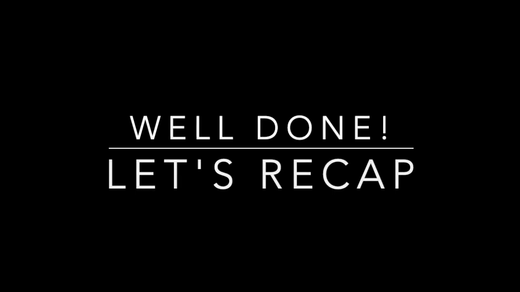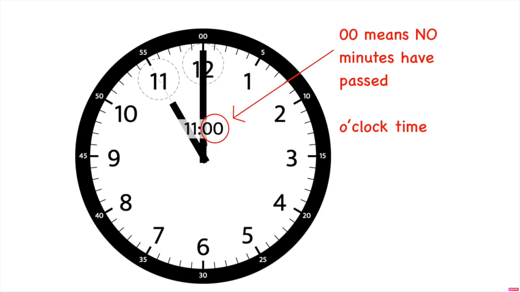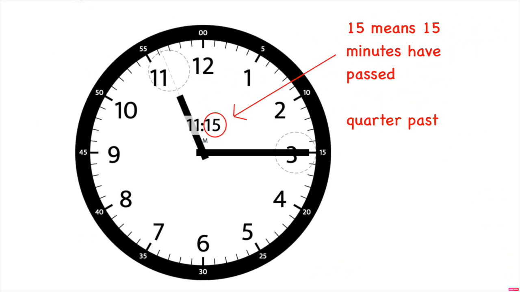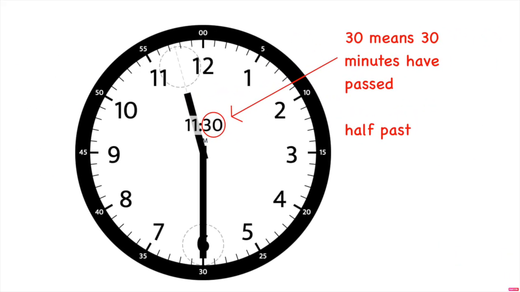Well done. We have now learned 3 very important digital times. When it is an o'clock time, it means no minutes have passed, so there will always be 2 zeros after the dots. When it is 1/4 time, it means 15 minutes have passed an hour, so there will always be the number 15 after the dots. And when it is 1/2 time, it means 30 minutes have passed an hour, so there will always be the number 30 after the dots.